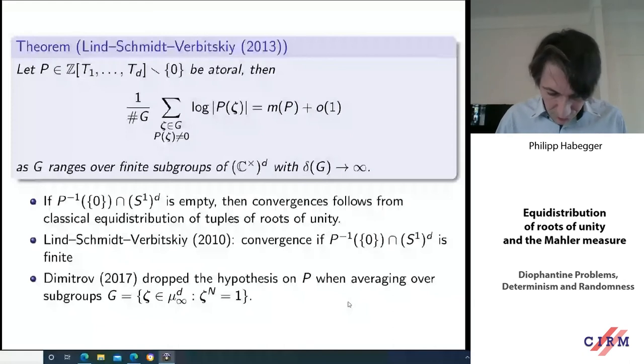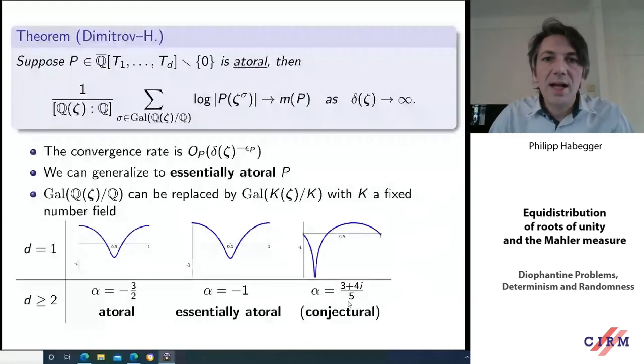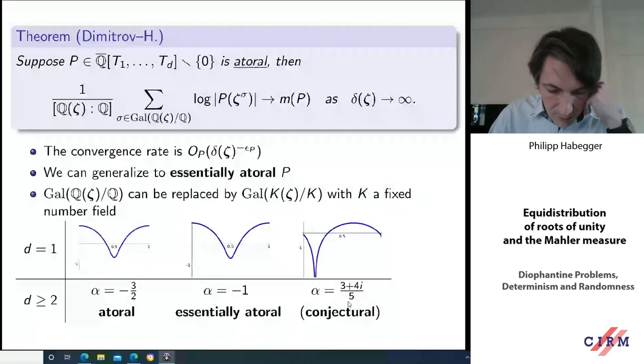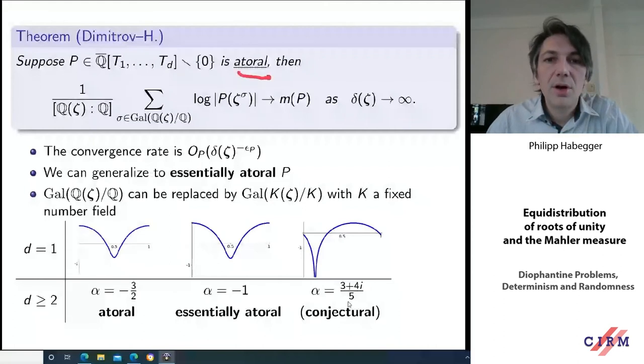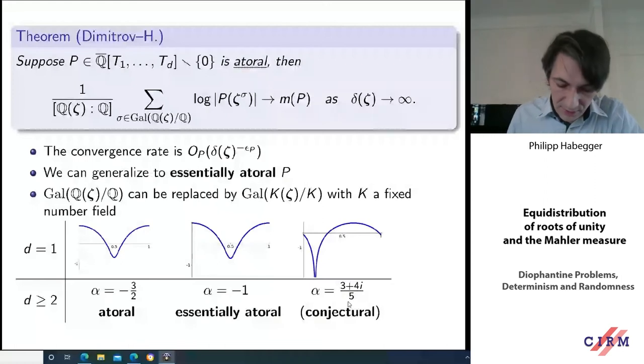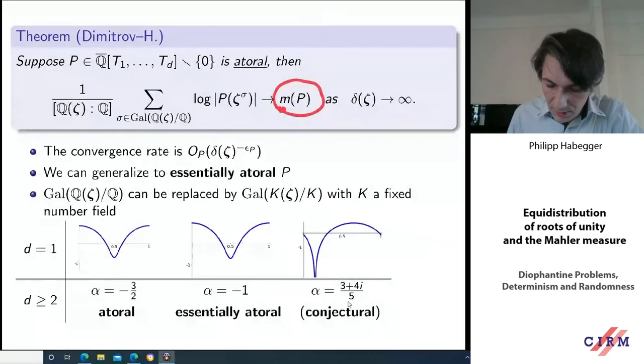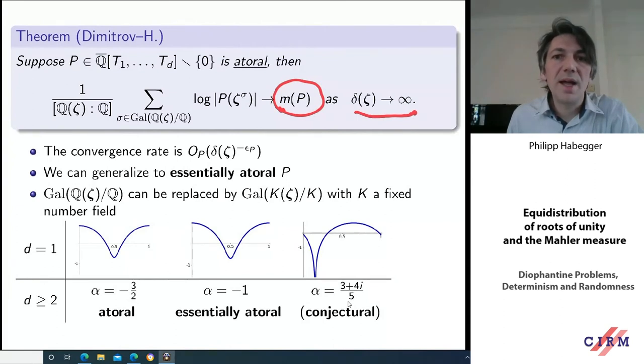So what is our result here? We're back to the Galois orbit setting. This is joint work with Vessel and Dimitrov. And so we have an atoral polynomial, with the same hypothesis as in the work of Lynch and Verbitsky, but we're averaging over the Galois orbit as opposed to finite subgroups. And so we get the limit equals the Mahler measure of P, under the assumption that the Galois orbit actually becomes equidistributed in the limit.